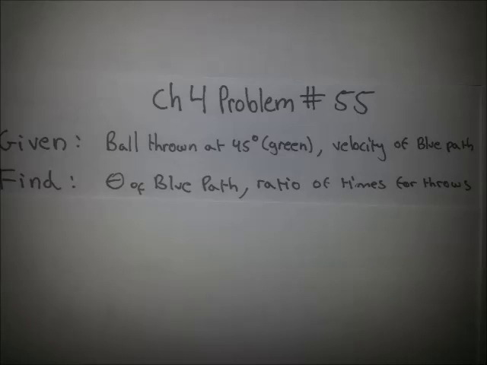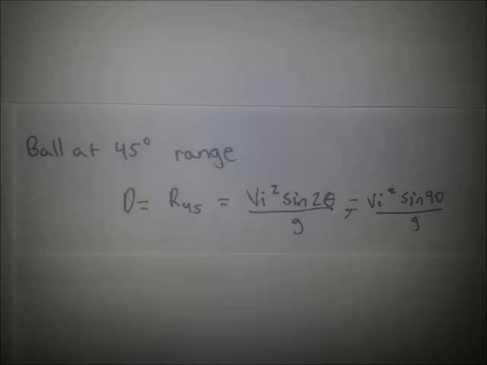So for the givens, we have one ball being thrown at 45 degrees, which is the ball following the green path, and we have the velocity of the ball throwing the blue path as v, and once it bounces, the next velocity would be v over 2.